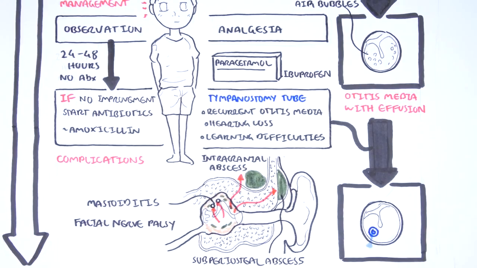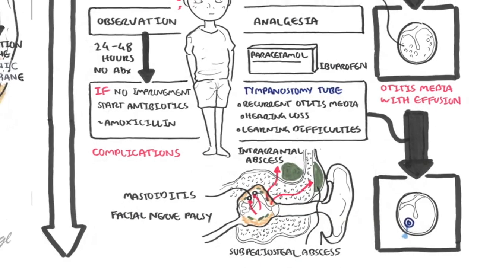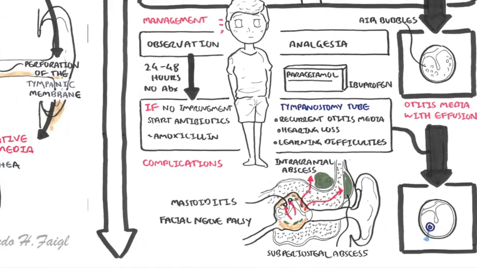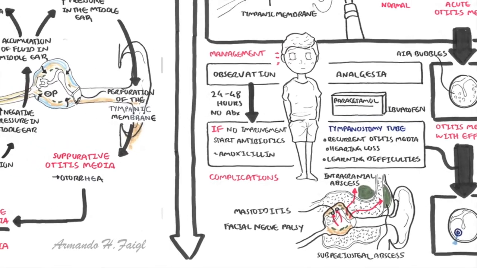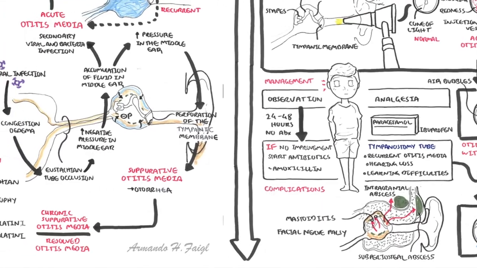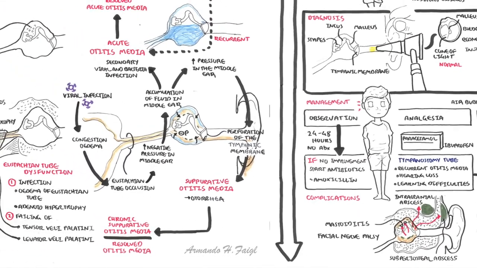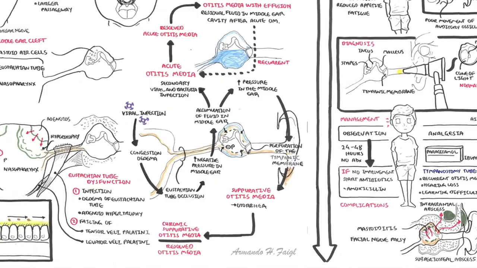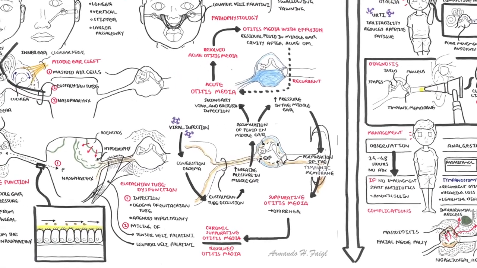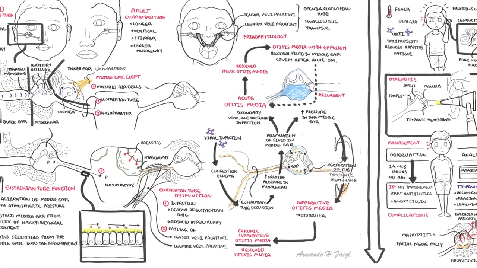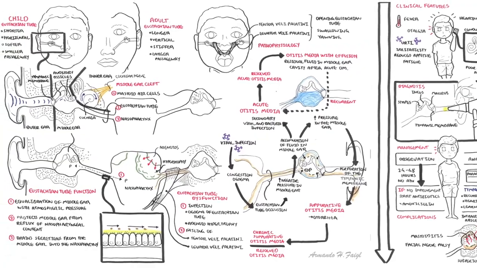Adults can also present with acute otitis media, and treatment is roughly the same. Remember, acute otitis media is a very common problem in children. The majority of children will be diagnosed with at least one episode of otitis media. Management actually relies on a period of observation first, typically 24 to 48 hours, before commencing antibiotics.